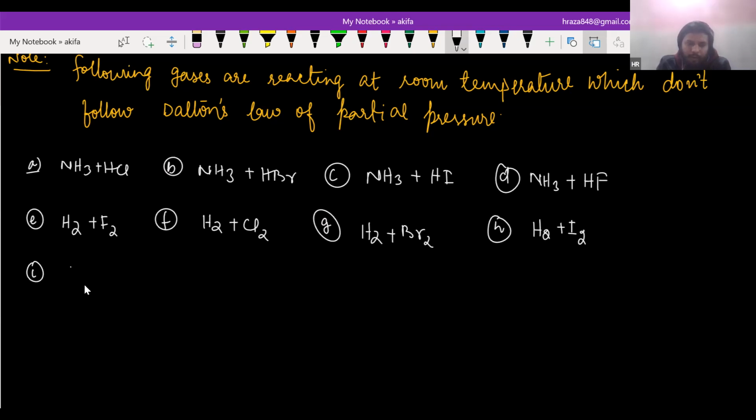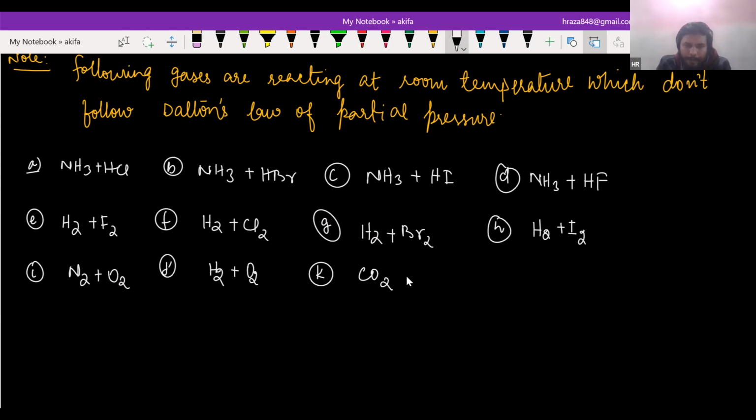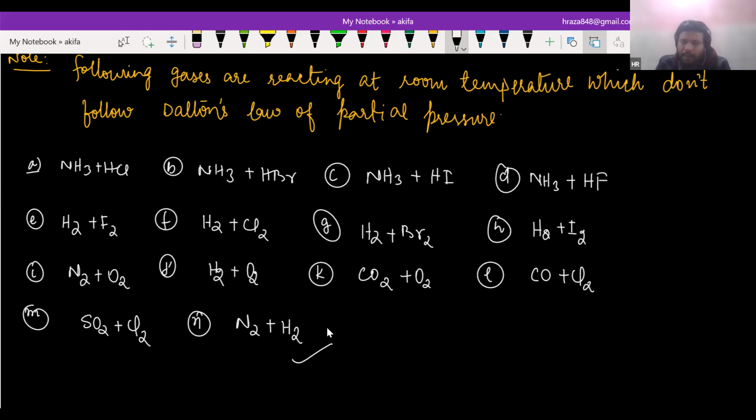You can also write N2 plus O2. You can also write N2 plus H2. H2 plus O2. And you can also write CO2 plus O2. We can also write CO plus Cl2. SO2 plus Cl2. These are all the gases that react with each other, so they don't follow Dalton's law of partial pressure.